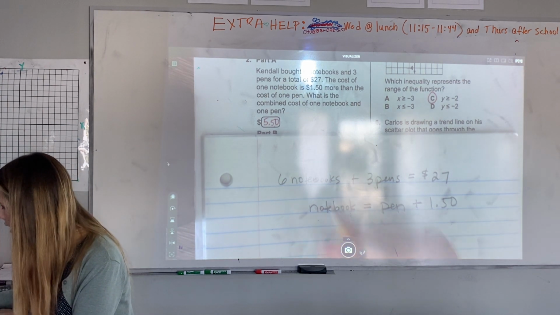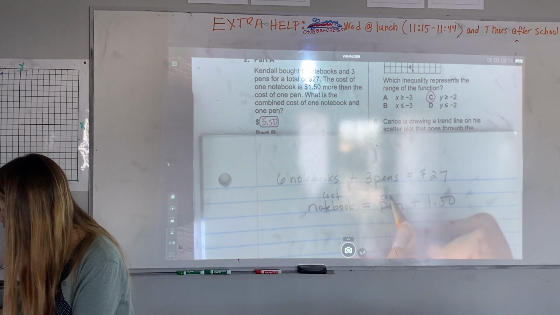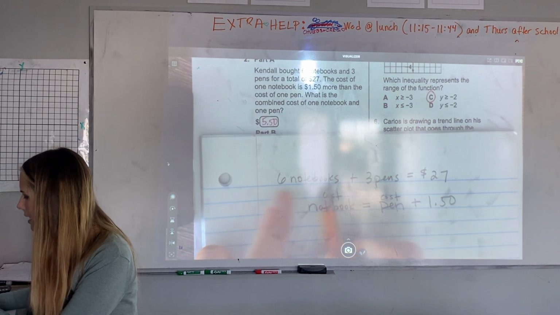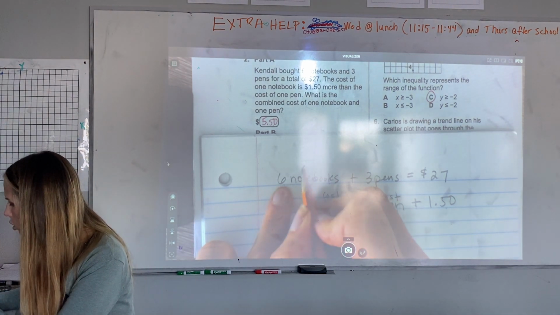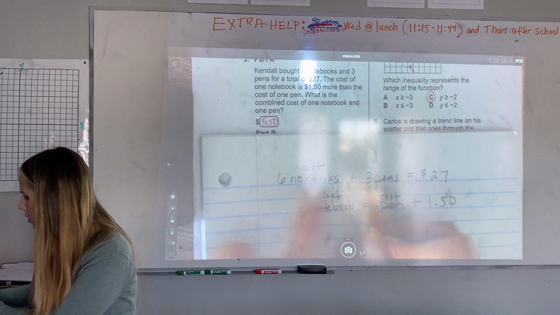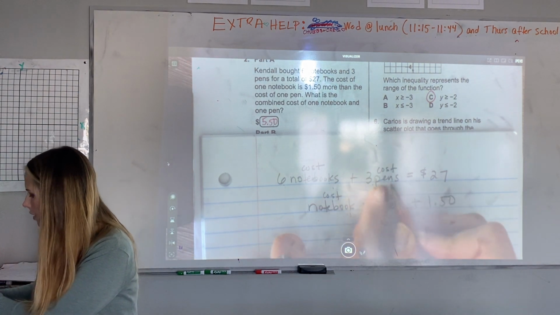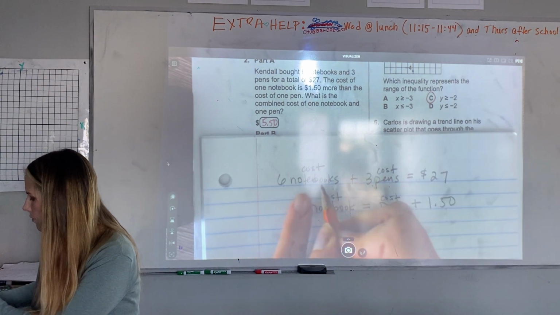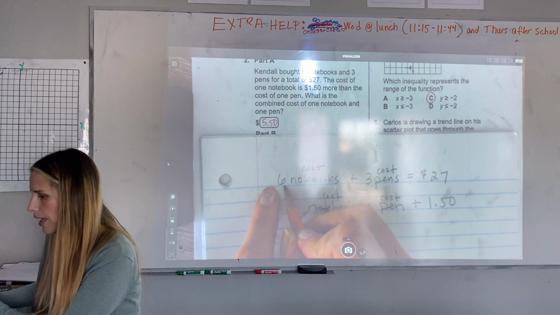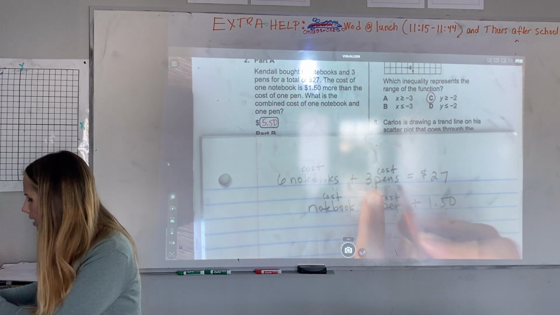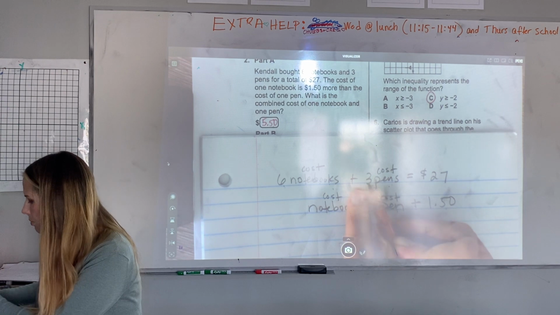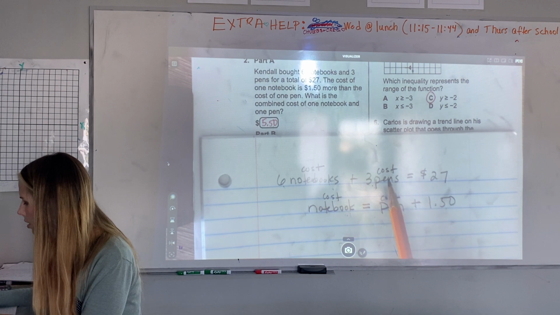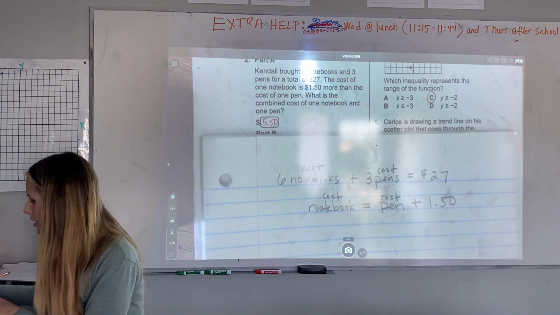Now we're talking about the cost of a notebook and the cost of a pen. Over here, we set up 6 notebooks, which means 6 times the cost of a notebook plus 3 times the cost of a pen is going to total $27. Whatever the cost of a notebook is, multiply it times 6, and then add the cost of the pen times 3 pens, and you'll get $27. So we have two separate equations, a system of equations.